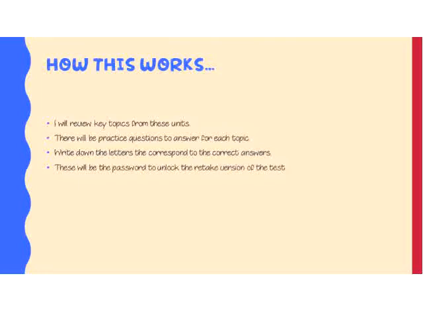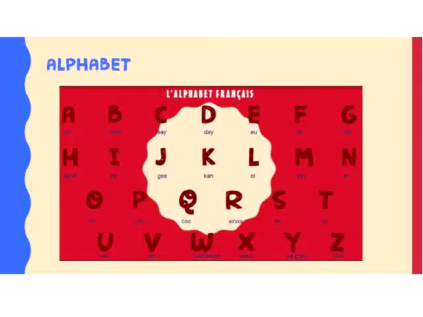So how this works is I'm going to review the key topics from these units, and there will be practice questions after each topic. You're going to write down the letter that corresponds to the correct answer for each question. Make sure you write it down in all caps. It does need to be capitalized for the password to work. And that password is going to unlock the retake version of the test. And I'll talk more about where to find that at the end.